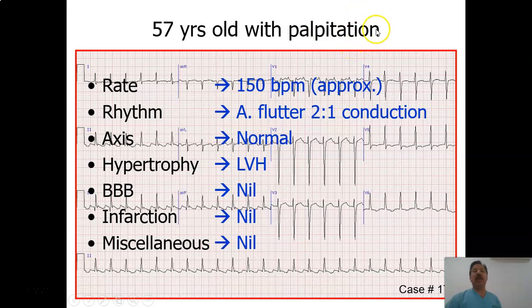The patient is having only palpitations. So this is stable atrial flutter with 2:1 conduction. If you can't conclude the diagnosis, you may treat as SVT because atrial flutter is treated like supraventricular tachycardia. And in fact, this is one of the supraventricular tachycardia.